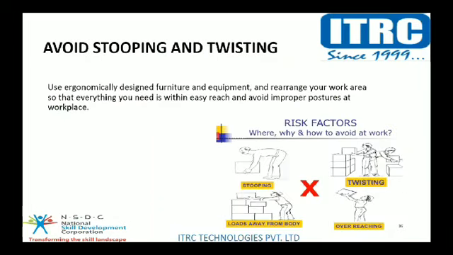Avoid stooping and twisting. Use ergonomically designed furniture and equipment, and rearrange your work area so that everything you need is within easy reach, and avoid improper postures at workplace. So what does it mean? That at workplace or work area, we should properly arrange all the equipments, including our furnitures, tables, etc., so that the things are within easy reach.